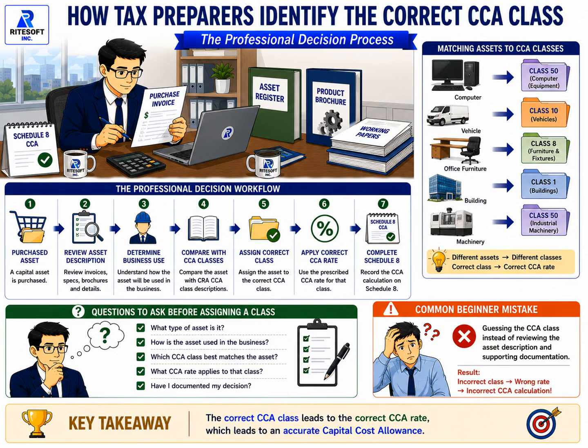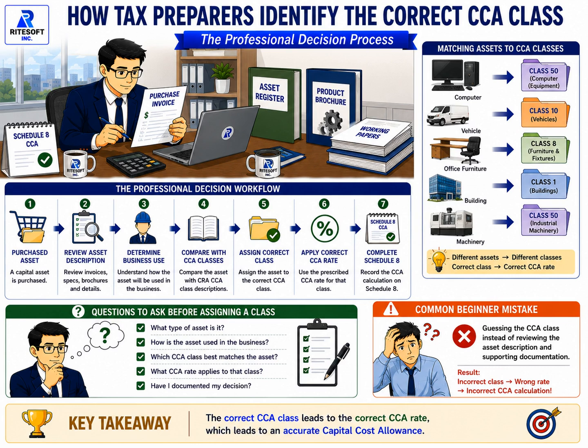When a corporation purchases a capital asset, one of the most important decisions a tax preparer makes is selecting the correct capital cost allowance, or CCA, class. This decision is never based on guesswork. Instead, professional tax preparers follow a consistent review process to ensure that every asset is classified correctly before calculating capital cost allowance. The process begins with the purchase of the asset.